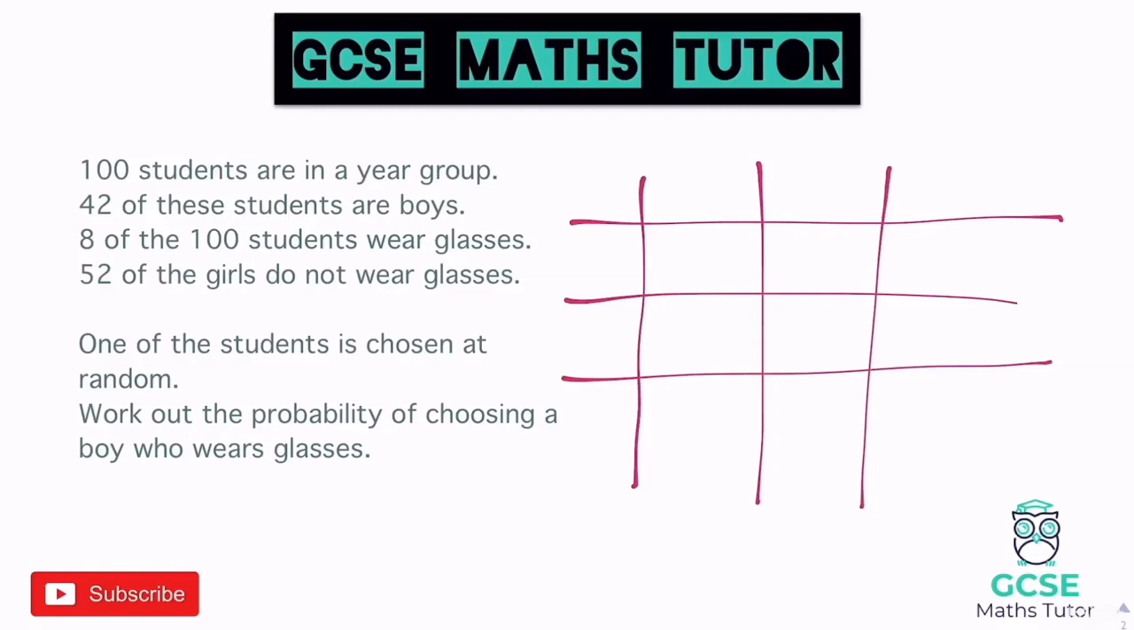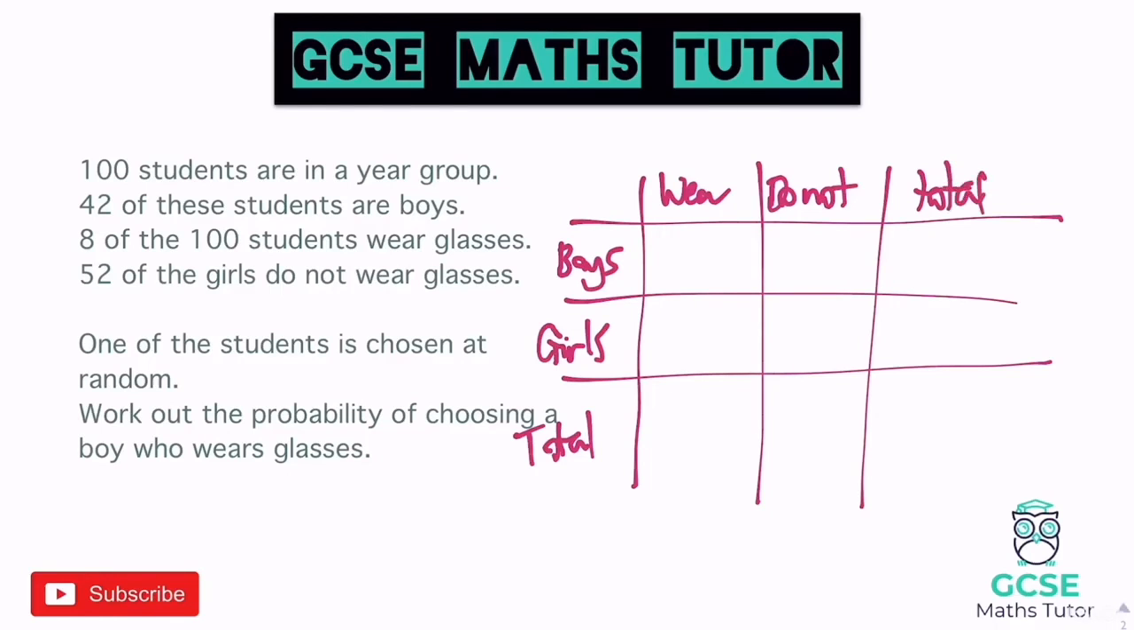So we could have boys and girls on the side. Again, you could have them at the top, but I'm going to put them to the side. And then you've got a total down the bottom. And then we've got whether they wear or do not wear glasses. And again, we've got a total here. So what I'm going to do is put the numbers within the question.